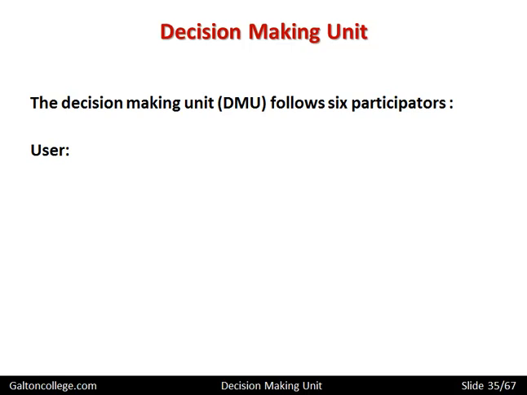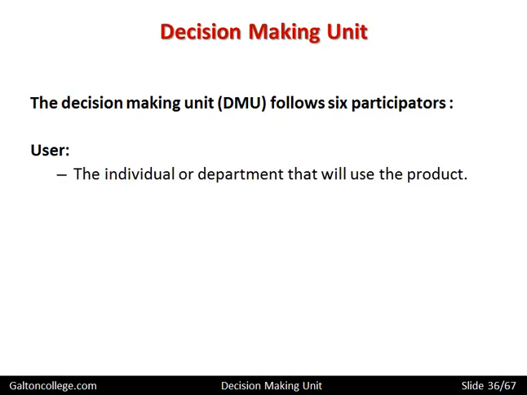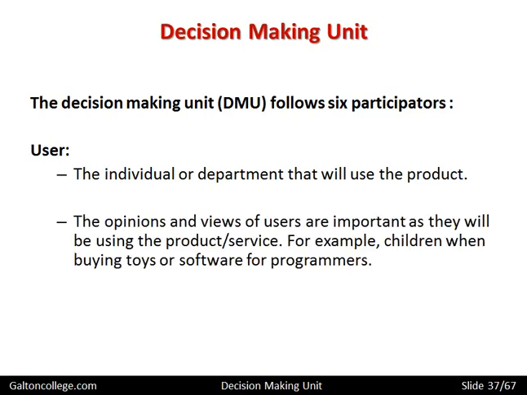Then we've got the users. After the initiators, we've got the users. These are the individuals or the department that use the product, quite simply. The opinions and views of users are important, as they will be using the product or the service. For example, children when buying toys, or software for programmers. When programmers on computers want software, their opinions are very important. They're the ones who are going to use it.